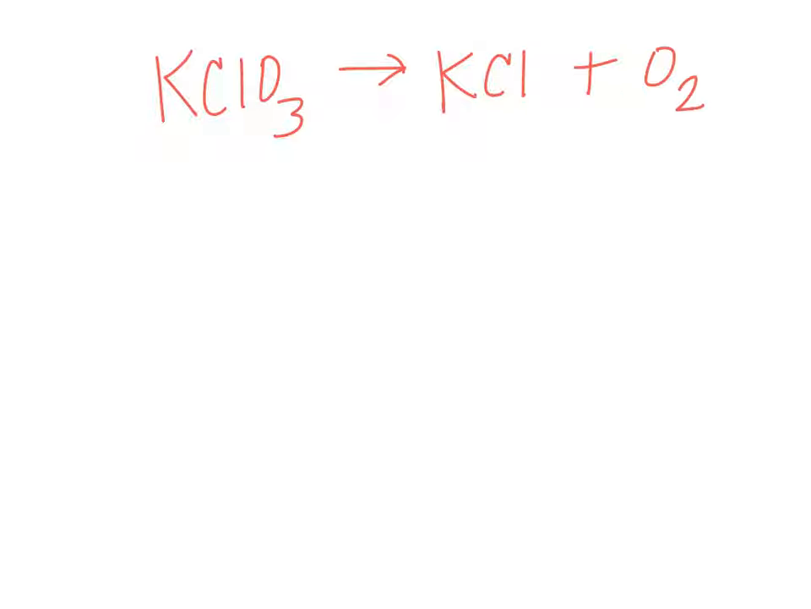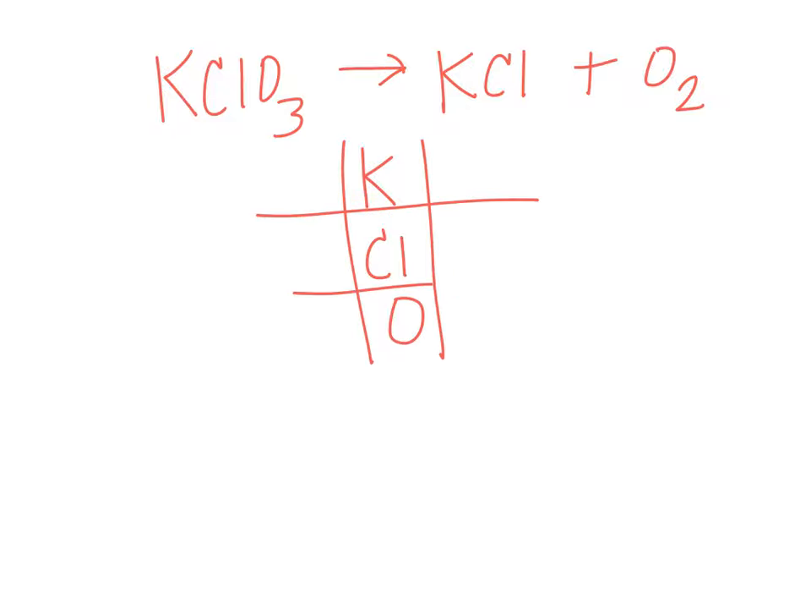And this one I want you to try all by yourself. So let's see, KClO3 gives us KCl plus O2. All right, so I want you to balance this all by yourself, pause the video, and then see if you get it right, okay? So the first thing that you should do is list all of the elements that are in the chemical reaction and do a chart, okay?